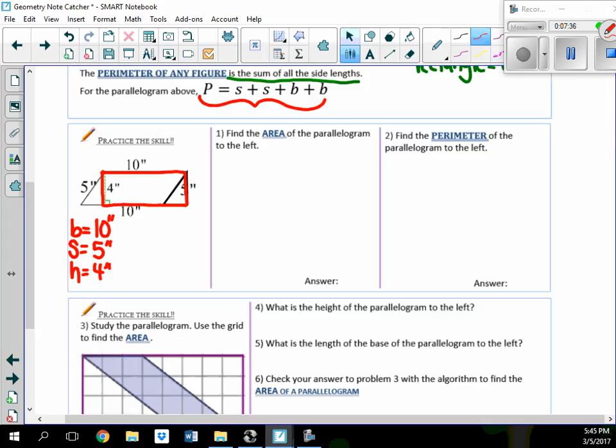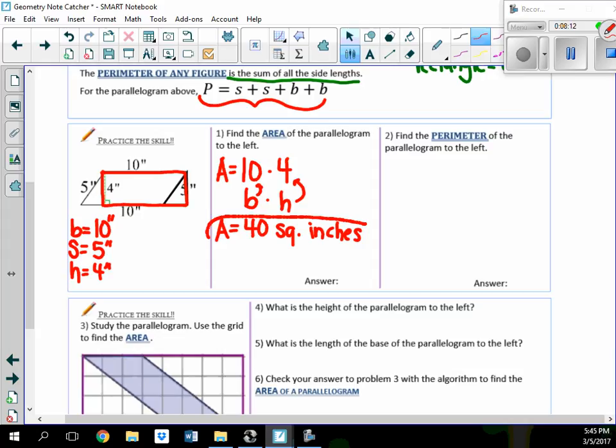And if we want to find the area of this, we write the equation A equals 10 times 4. Make sure that you have the base, which would be 10, and the height, which would be 4, and not one of the side lengths. So in this case, we would say that the area equals 40 square inches. And we're working really hard with those equations.